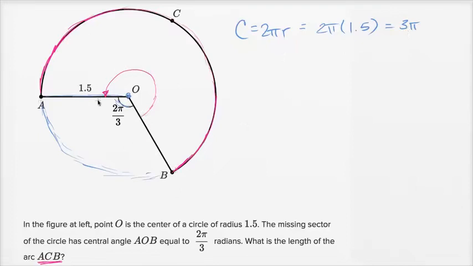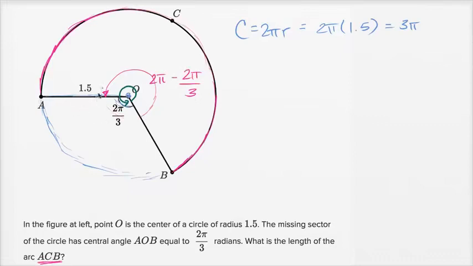Well, what's this angle going to be? If we went all the way around the circle, that'd be 2 pi radians. But if we want to figure out this magenta central angle, it's going to be 2 pi minus this 2 pi over 3. Let me do it in that magenta color. So the central angle for this piece of the circle, the central angle for ACB, is going to be 2 pi minus 2 pi over 3. I'm going all the way around, but then I'm subtracting out this part right over here.